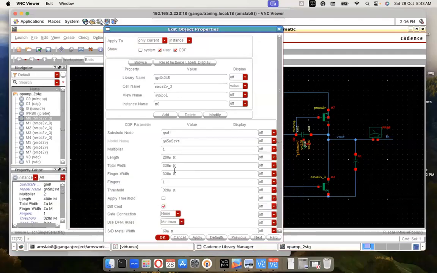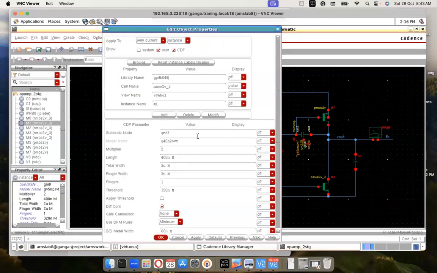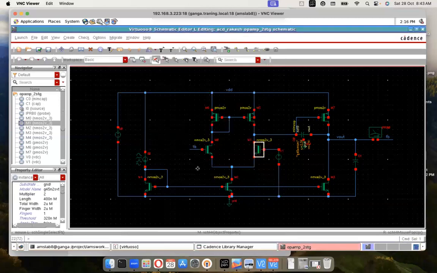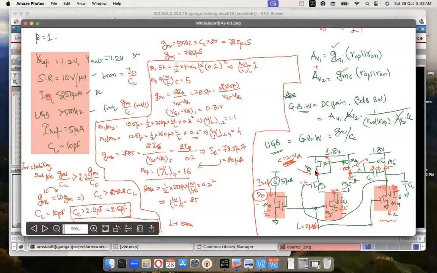So what we'll do is 300 and 330 nano. It's 1.1 times, right? So 300 into 1.1 is 330 nano. Similarly here, 300 nano, 330 nano. That's also done. Let's go to the top PMOS. Top PMOS are M3 and M4.